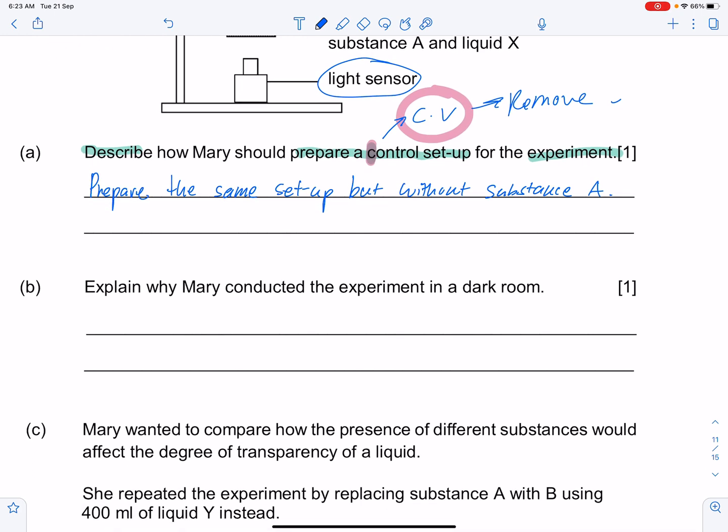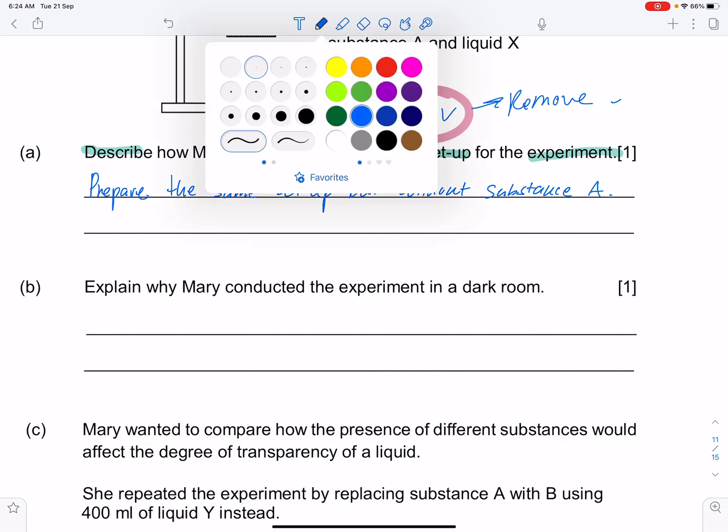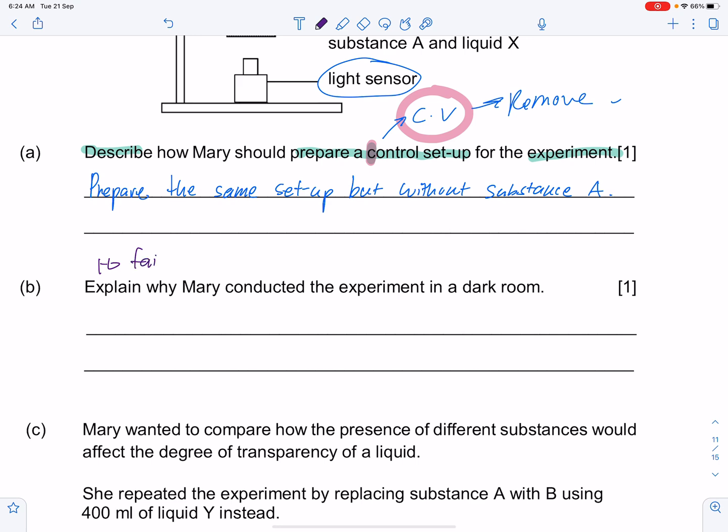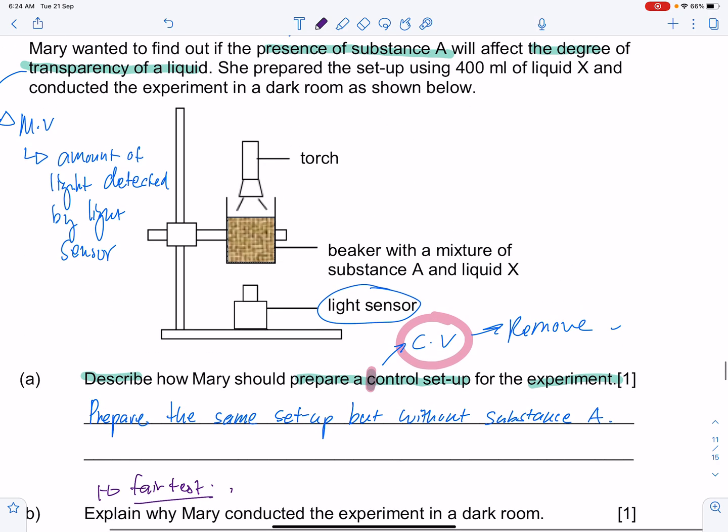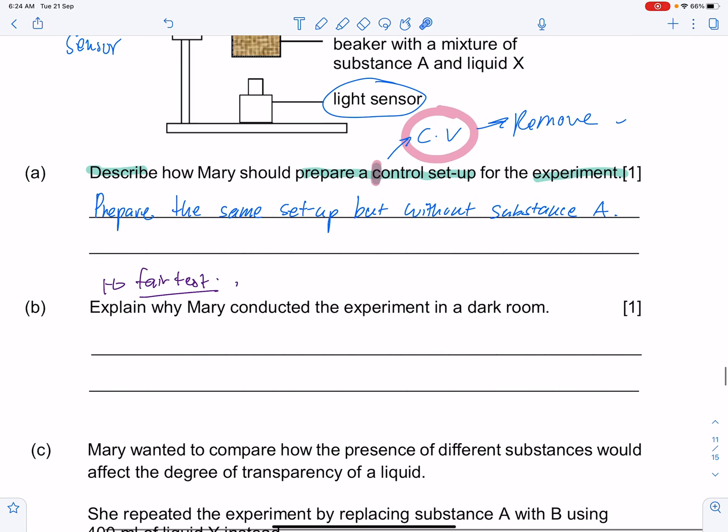B. Explain why Mary conducted the experiment in a dark room. So this is actually talking about fair tests. It's a fair test question whereby you want to ensure that there's only one change variable, and the change variable is substance A. So you want to conduct it in a dark room so that your amount of light only comes from your torch and nowhere else, and not from your surrounding. Okay, so this will help ensure that it is a fair test.